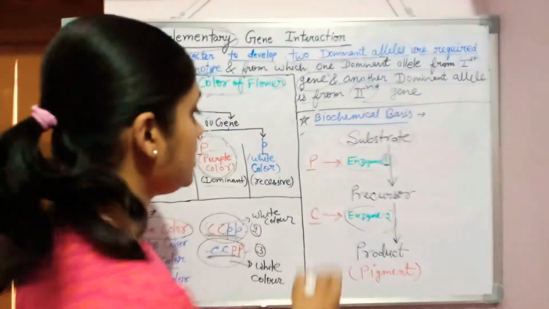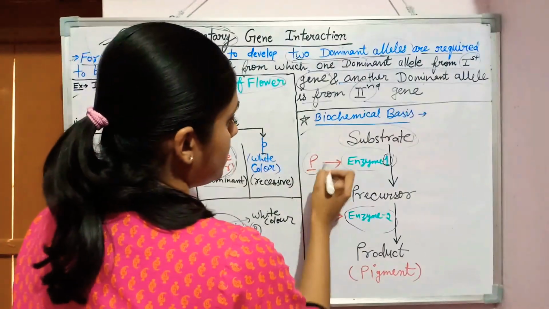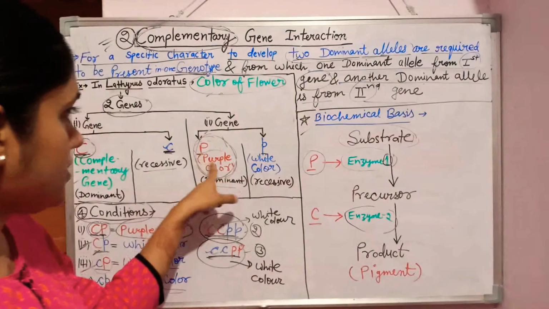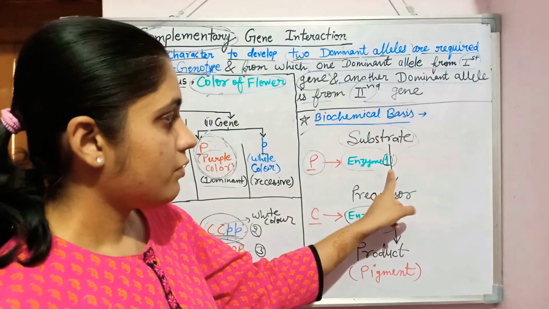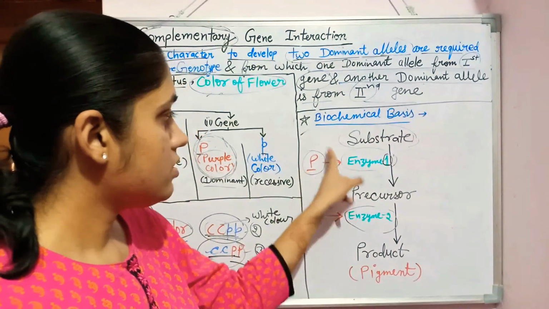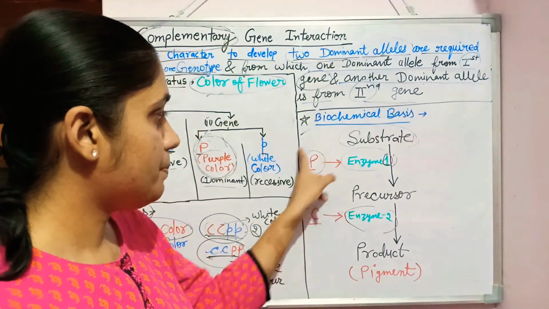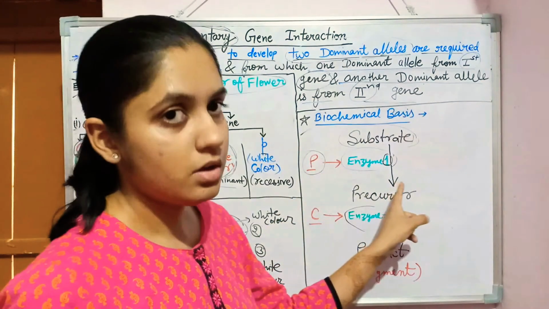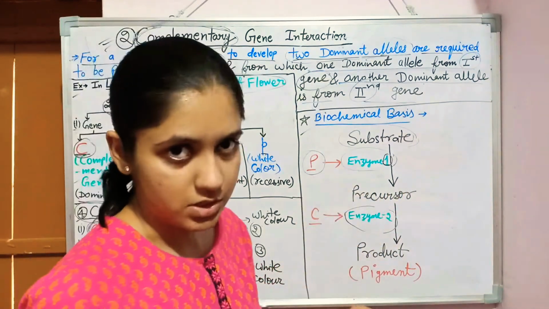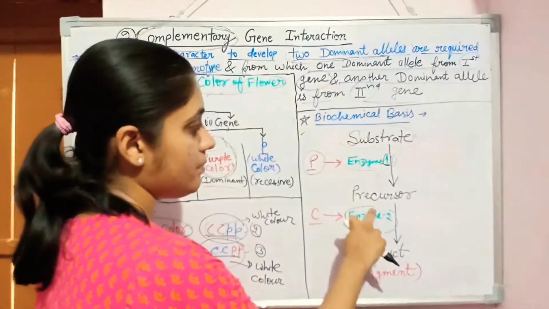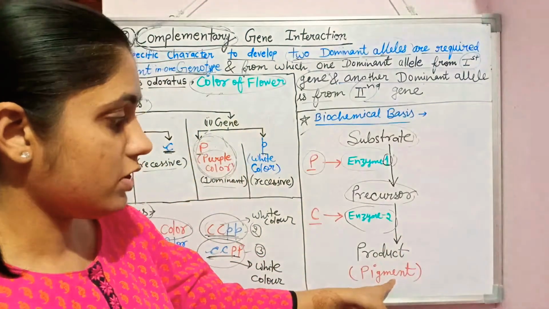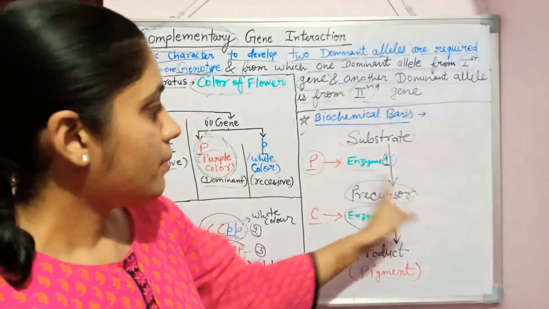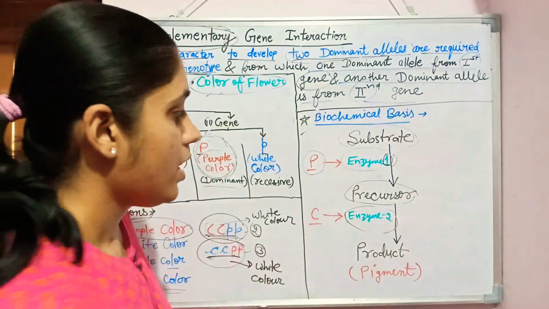And what is the gene? Here the gene is the capital P, okay. So the formation of this enzyme 1 requires the capital P gene to do the transcription and translation. By this, the precursor is formed, not the product. By this enzyme 1, only the precursor is formed.